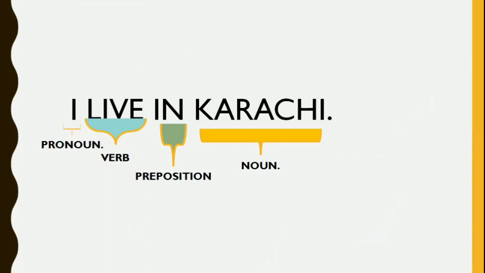Now look at the sentence. I live in Karachi. In this sentence, I is a pronoun, live is a verb, in is a preposition, and Karachi is a noun. Noun, pronoun, verb, and preposition, all these are parts of a speech.